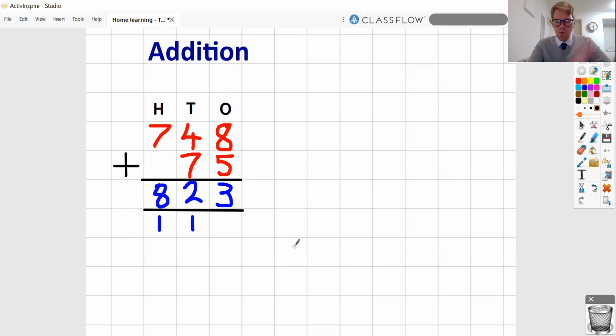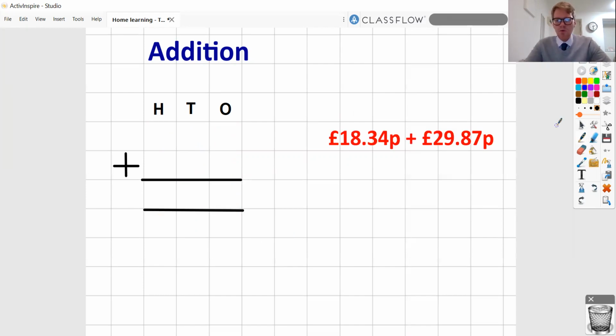So we've got that strategy. We know how to use that. We're really good at column addition. We've done that a lot earlier in the year. Does it work when we've got money? Let's have a look. I wonder if you spotted any issues we might encounter here.